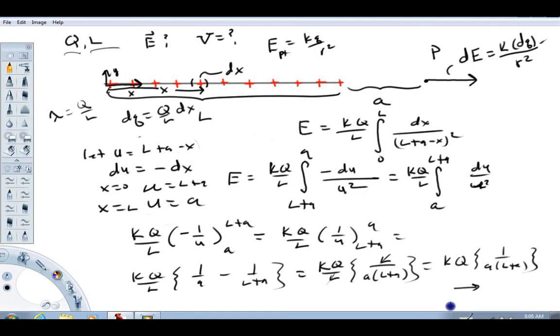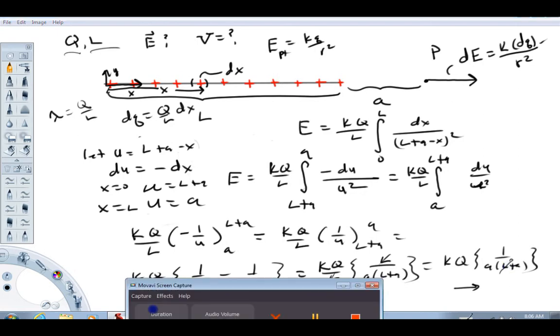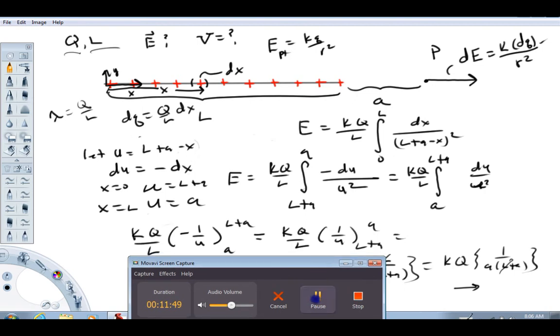Another check I like to do is just make sure that if A is large compared to L, it should converge to 1 over A squared, because if A is large compared to L, this would look like a point charge. And you'll notice if A is large compared to L, let's see, I can basically just lop that off, and we get KQ over A squared. So this looks right. I'm going to go ahead and pause this, store the results, and then look at what the electric potential calculation looks like.